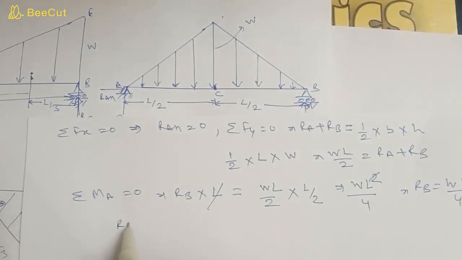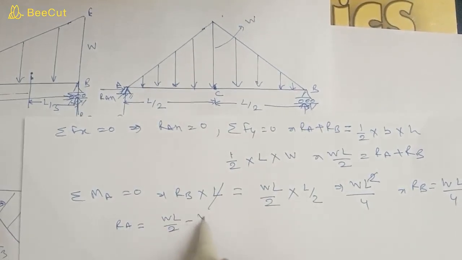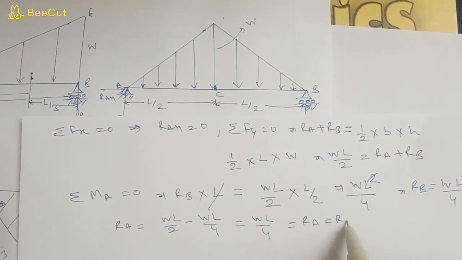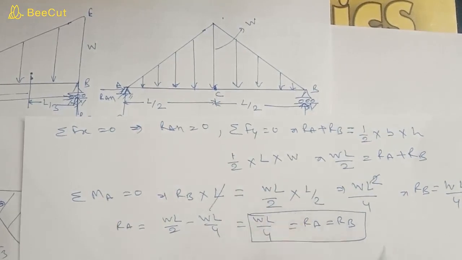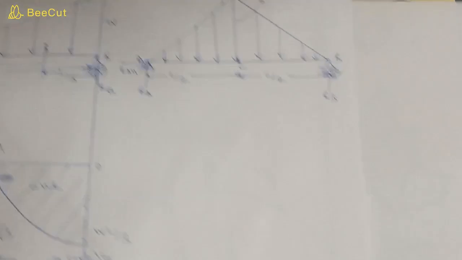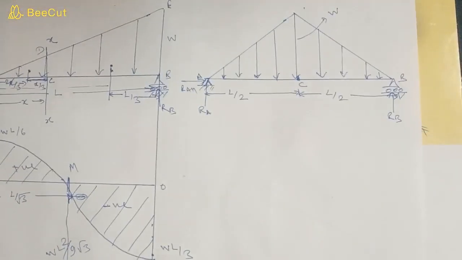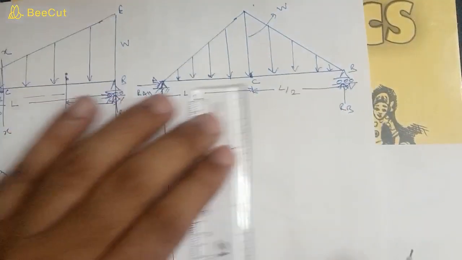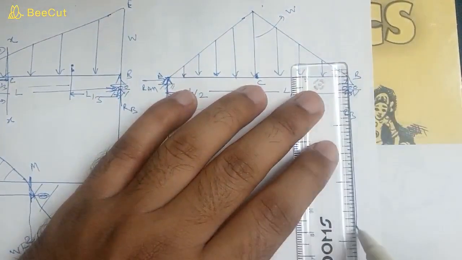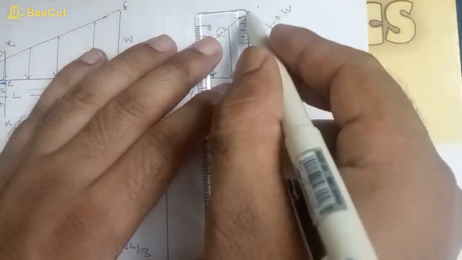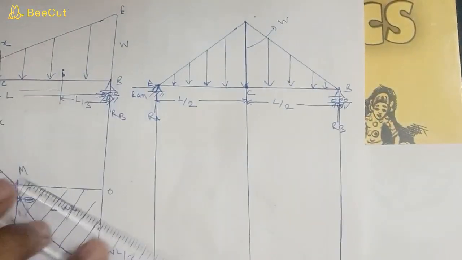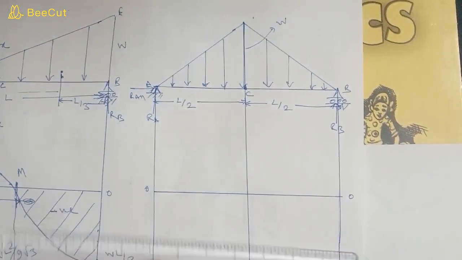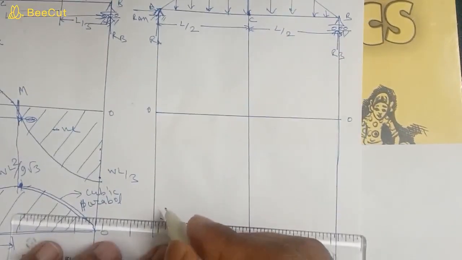Now put the value of RB in this equation. So RA will become WL by 2 minus WL by 4. So WL by 4 is equal to RA is equal to RB. Okay, I hope you got up to this. Now we will draw lines from these points where the forces are applied and at the midpoint. This is the axis for the shear force diagram, 0 0, and here we will draw the bending moment diagram.